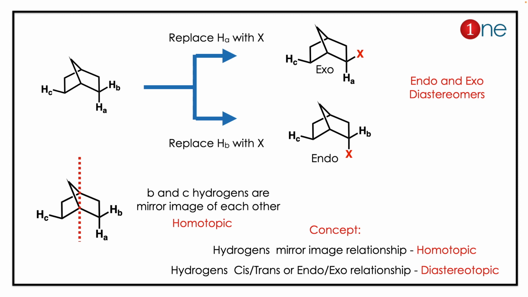Here the concept you have to learn is: hydrogens with a mirror image relationship are homotopic. Hydrogens with a cis-trans or endo-exo relationship are diastereotopic.